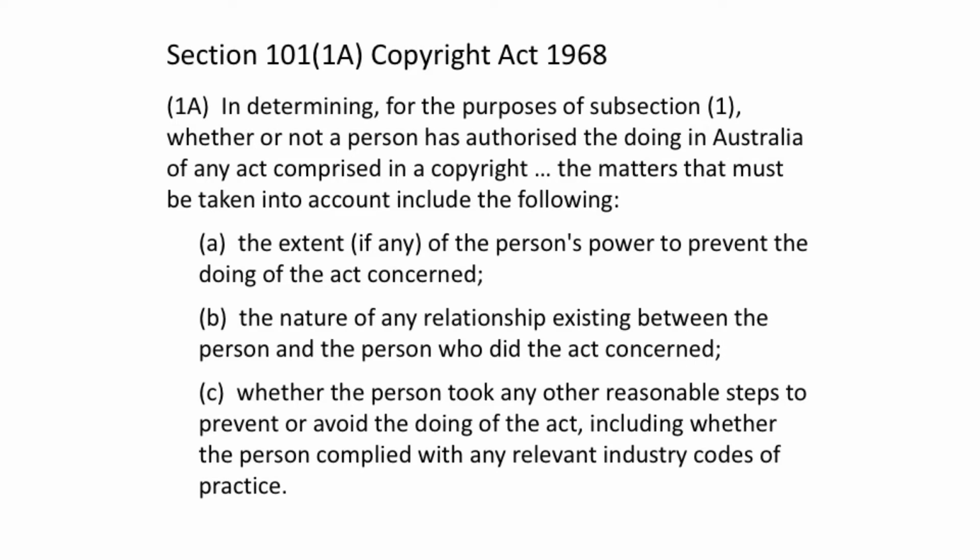The first is the intermediary's, or the alleged authoriser's, power to prevent the acts of infringement. The second is the nature of the relationship between the authoriser and the primary infringers. And the third is what are the reasonable steps that the authoriser or intermediary could have taken to prevent or avoid the infringement. So these are the three factors which courts must consider.